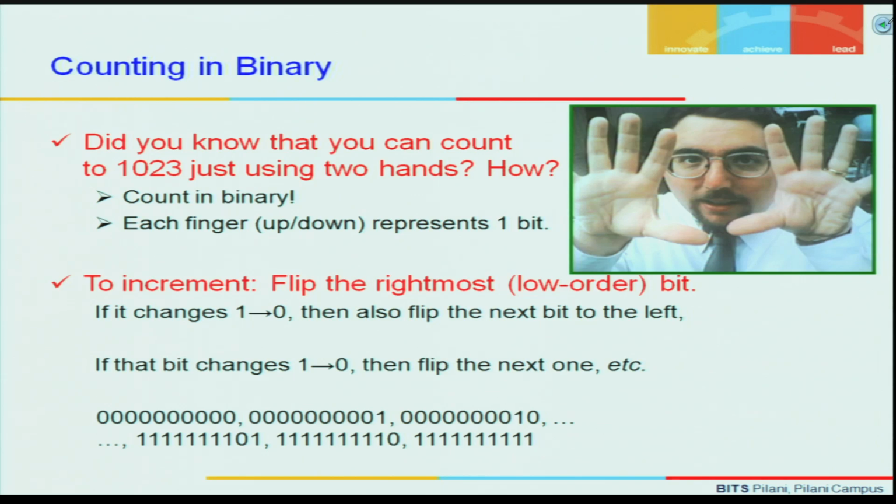It's quite obvious, isn't it? To represent 0, you put all your fingers down, and to represent 1, you make only one finger up. You make one finger the first finger and another finger the second finger, and you come up with some representation of how you want to do it. Probably you will be able to represent 1023 numbers with the 10 fingers that you have. And how do you increment from one number to the next? That we will see. There is a very simple algorithm.